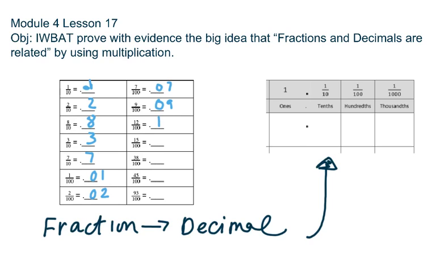12/100ths is the same as 0.12. 15/100ths is the same as 0.15. 38/100ths is the same as 0.38. 45/100ths is the same as 0.45. And 93/100ths is the same as 0.93.